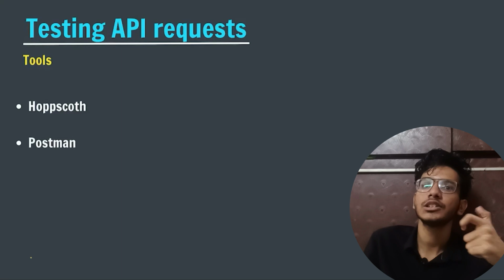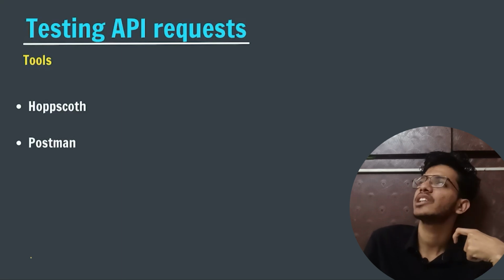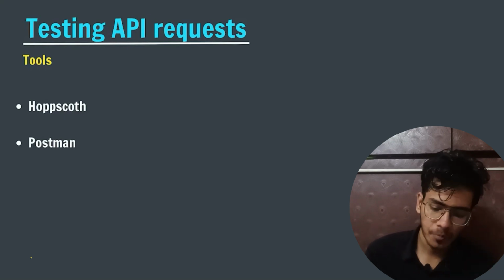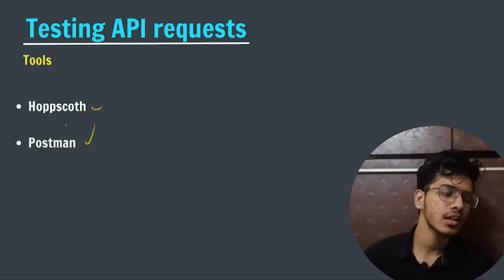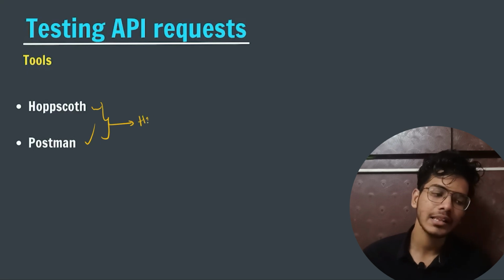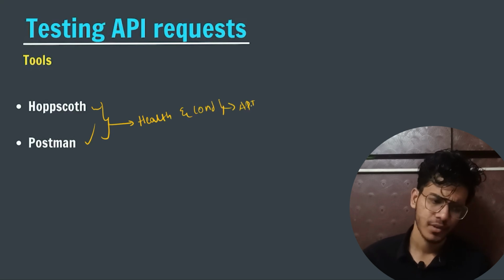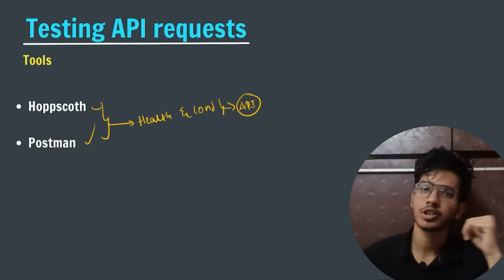To check these things, we use some API testing applications, or you can say API testing tools, and these tools are, first one is Hopscotch and the next one is Postman. These are the most frequently used tools to check the health and overall conditions of an API. Okay, we have understood. To check the health, or you can say how the API is working, we use these two tools.